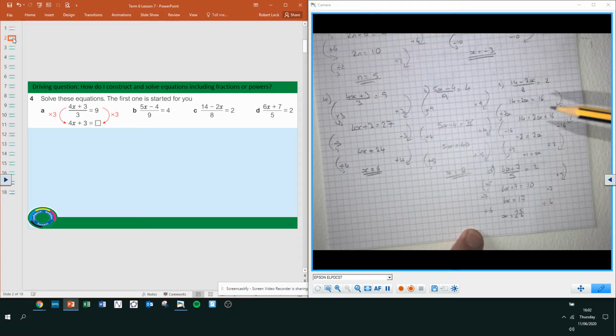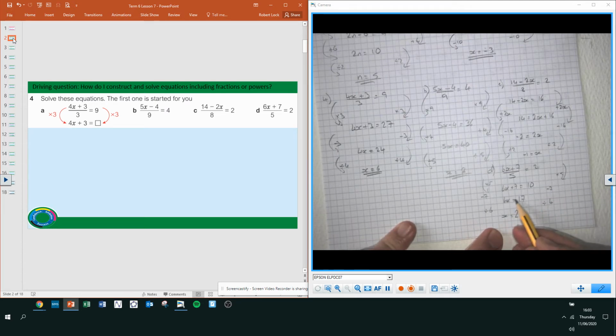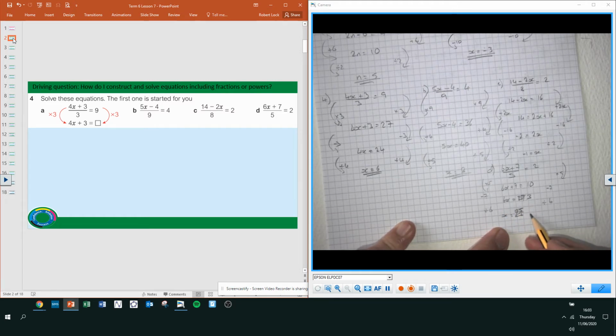Just check that one again. Times by 5 both sides. That's 2, 10. Take away 7 both sides. Take away 7 on both sides. Mr. Locke, what are you doing? Take away 7 on both sides, not 17, it's 3. You divide by 6, 3 divided by 6 is a half. I apologise for my mistake.